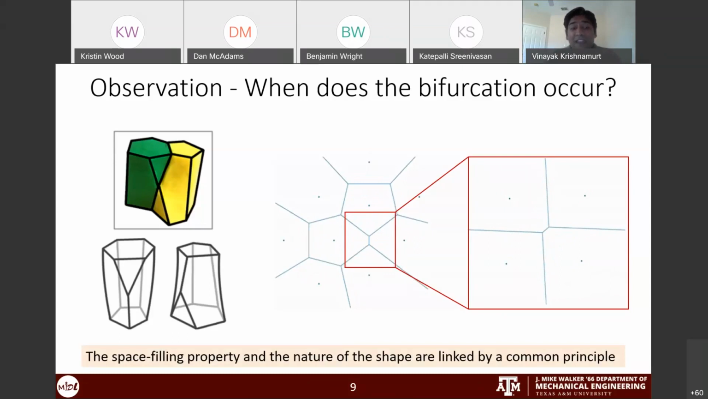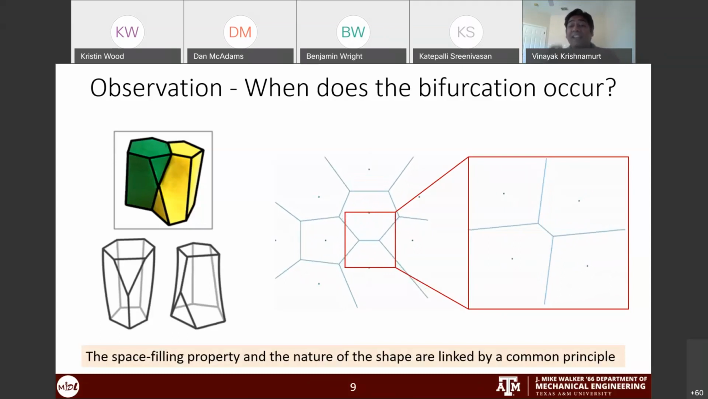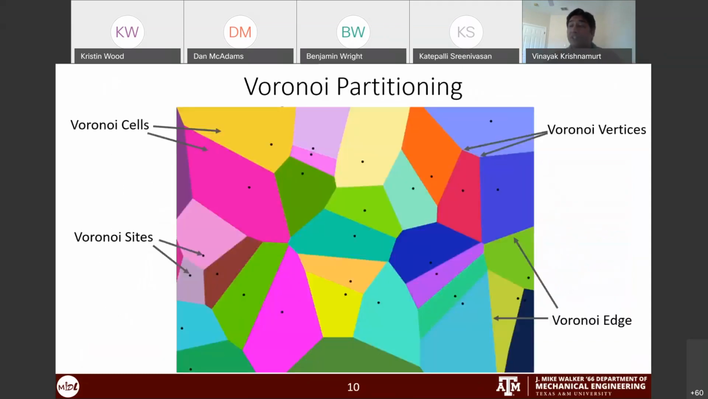Okay. So what we realized was that the space filling property and that nature of the shape are actually linked by a common principle, which you will actually see being applied a lot in nature. In fact, this is used very commonly even in geometric modeling, where we do triangle meshing and things like that using Delaunay triangulation.